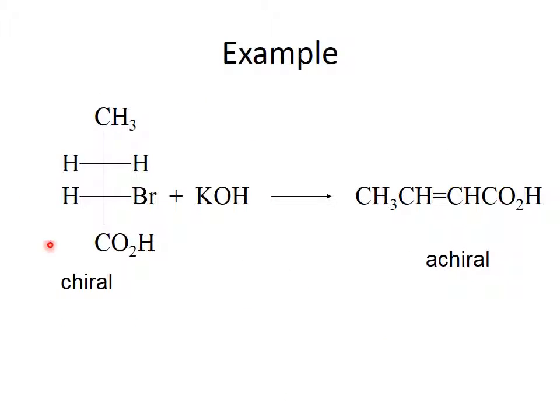If I look at this reaction, what happens here is the potassium hydroxide pulls the hydrobromic acid off and puts a double bond in here. This carbon was chiral ahead of time, but afterwards this carbon is in a double bond. So the chiral compound becomes achiral.